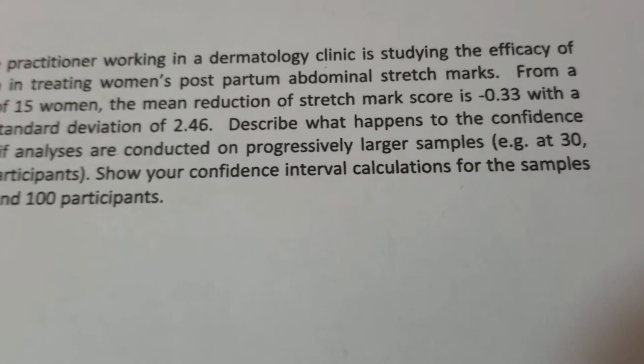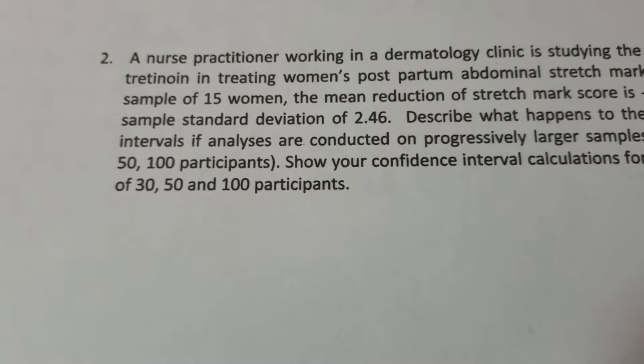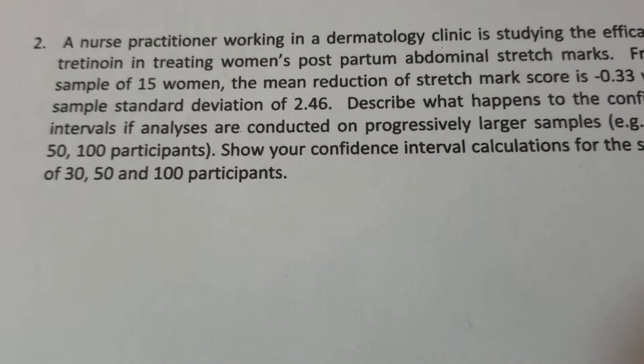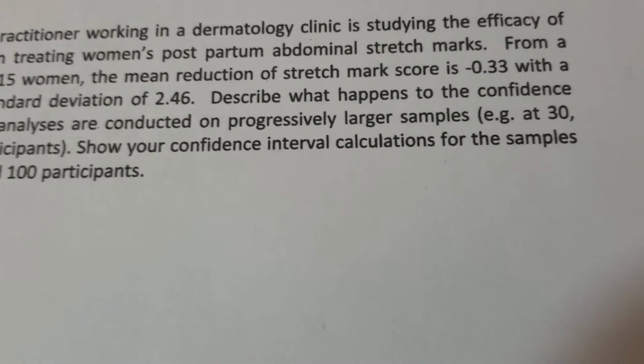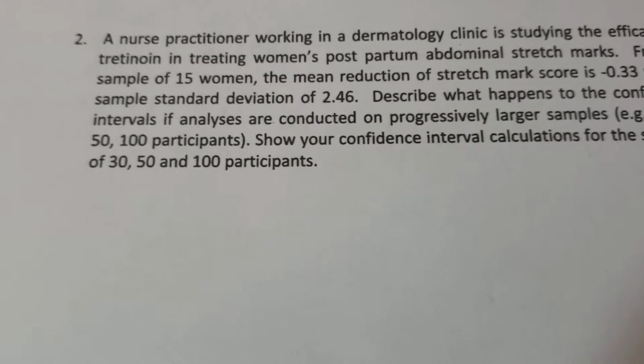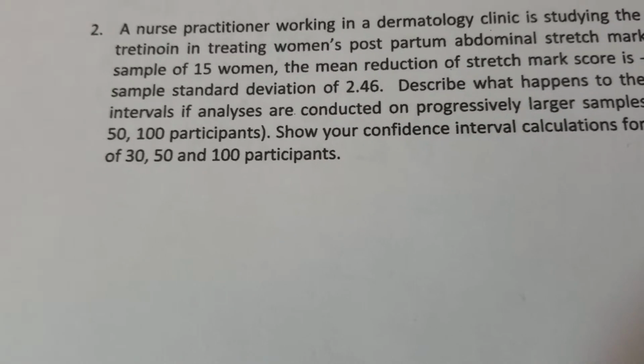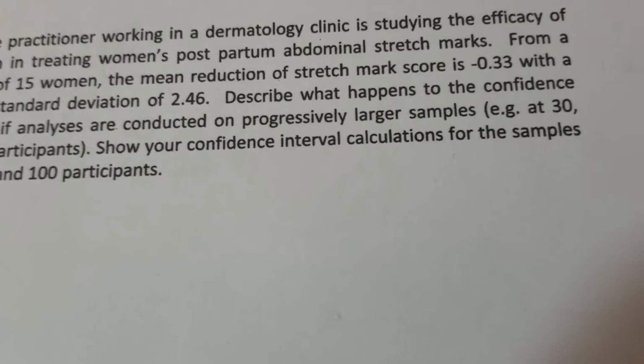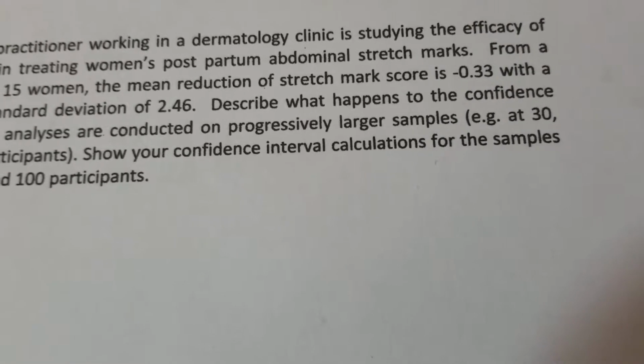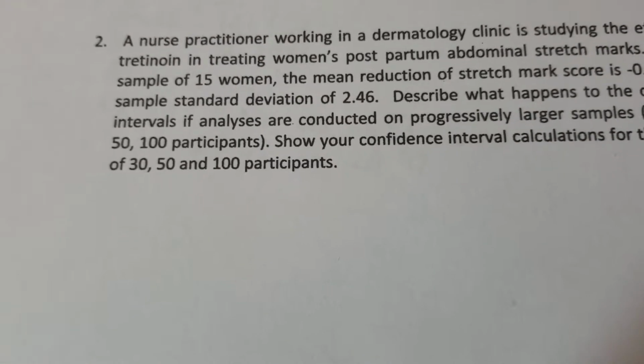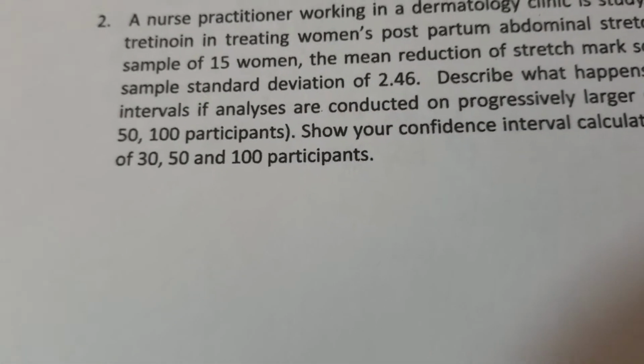Describe what happens to the confidence interval if analyses are conducted on a progressively larger sample. Example: 30, 50, 100 participants. Show your confidence interval calculation for the samples of 30, 50, and 100.